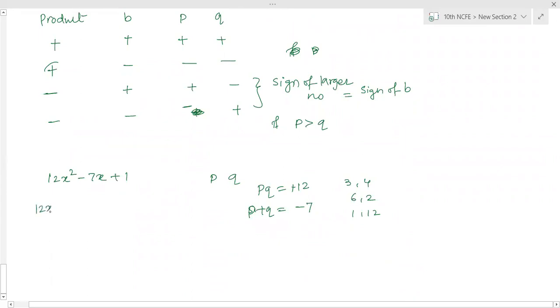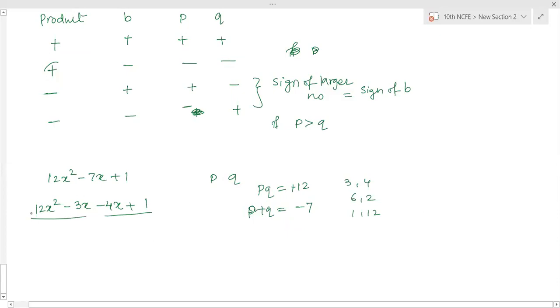So it is 12x square minus 3x minus 4. It's in place of minus 7x. Now we have to write those two terms along with x plus 1. Is it clear? Yes, ma'am. Now factorize these two separately.